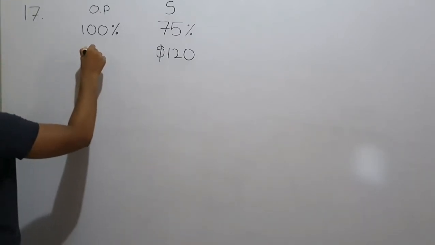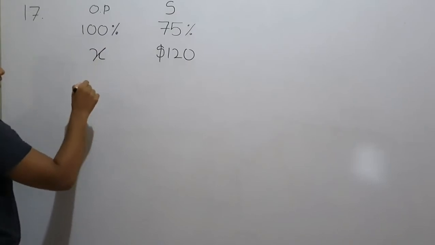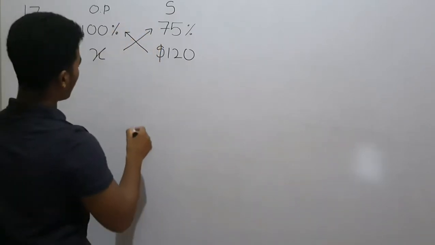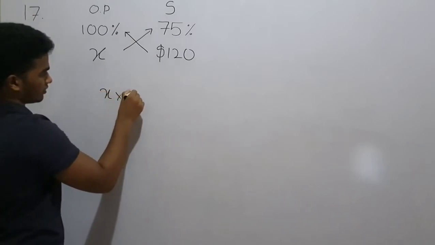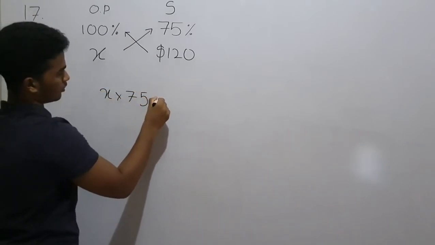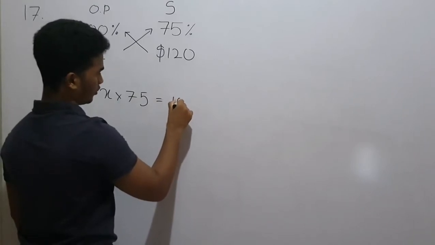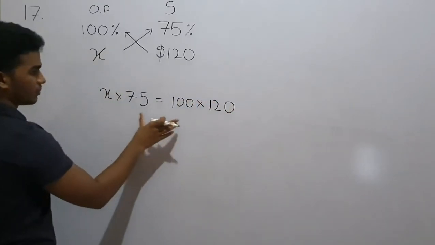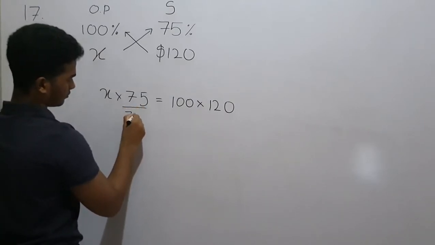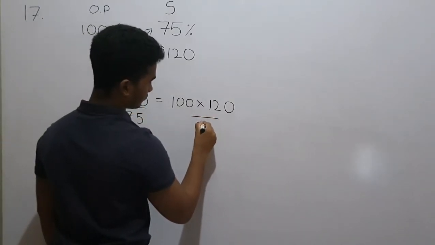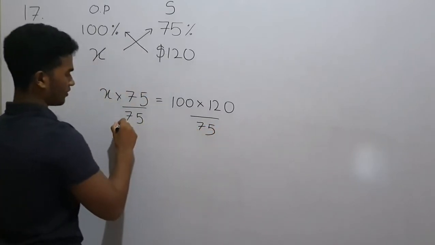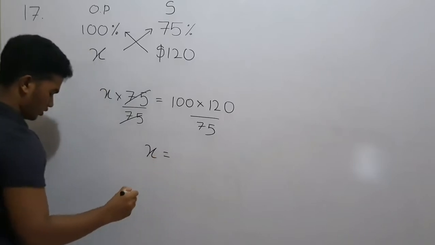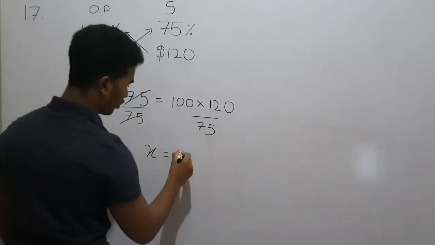So the original price, we'll put it as x and then cross multiply it. So x into 75 is equal to 100 into 120. Divide both sides by 75. 75 and 75 will get cancelled. So the original price x is equal to $160.